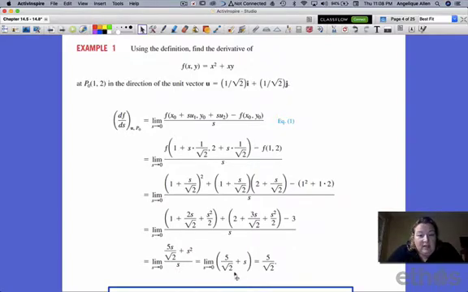So we'll take the limit of 5 over root 2 plus s, which we can now do by direct substitution because our denominator of s is gone. And when we plug in s is 0, we get 5 over root 2.